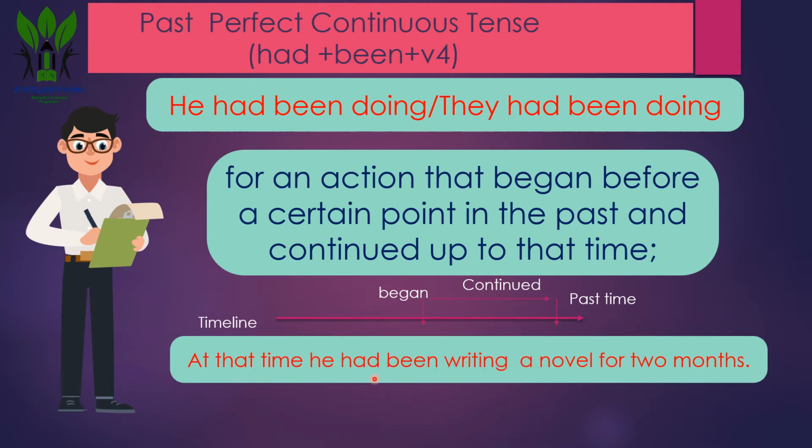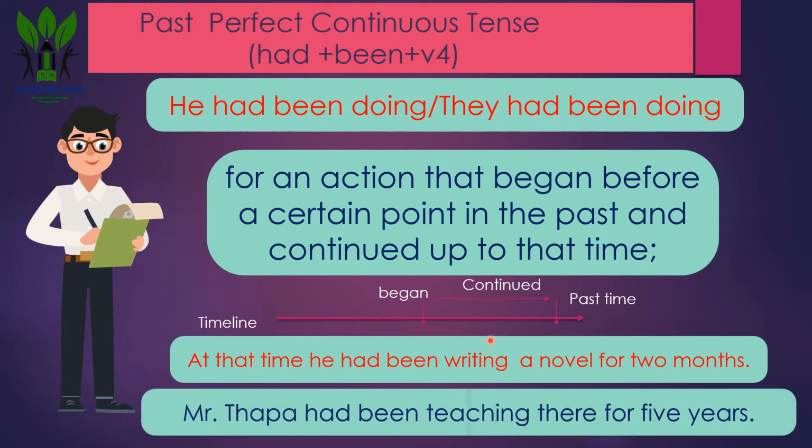At that time he had been writing a novel for 2 months. So it was 2 months that he was writing this novel. He began and finished here, for example. Mr. Thapa had been teaching there for 5 years. So he was teaching there for 5 years up to that time.